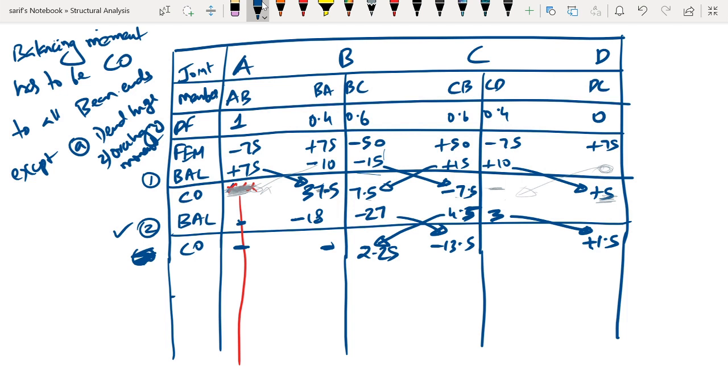Now once the carryover is done, it disturbs the equilibrium of the interior joints, so we have to balance again, which takes us to balancing 3.